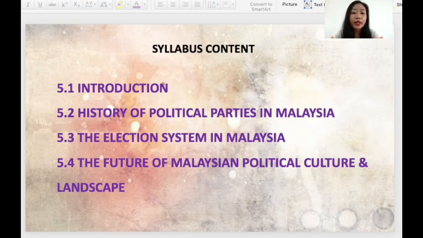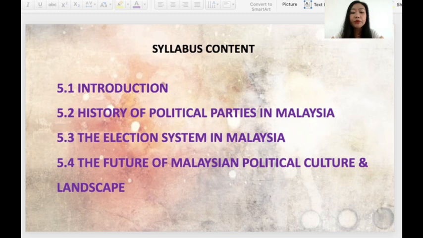So 5.1, we're going to look at the introduction. 5.2, history of political parties in Malaysia. 5.3, the election system in Malaysia. And 5.4, the future of Malaysian political culture and landscape.